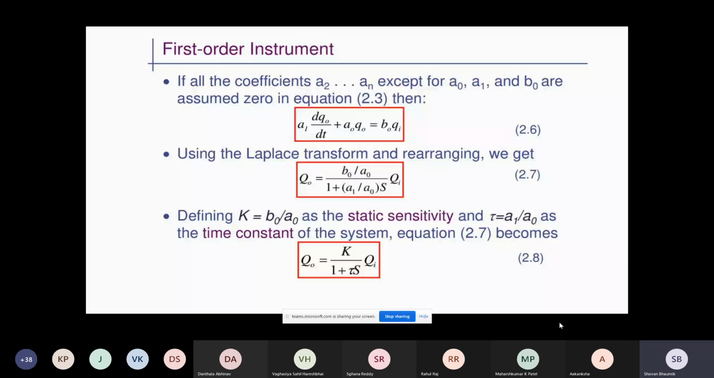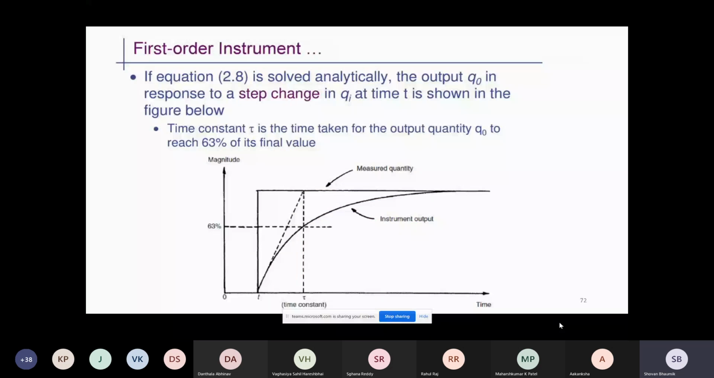If you plot it, you will see that initially the output is 0 and gradually it is increasing. So this curve is very important. This is the step kind of thing: at some point of time t there was nothing, and then suddenly there is something, which is called the step input. Then you see how the output is slowly and gradually increasing. At some time it reaches the steady state and never increases further. So this is the instrument output and this is the measured quantity.